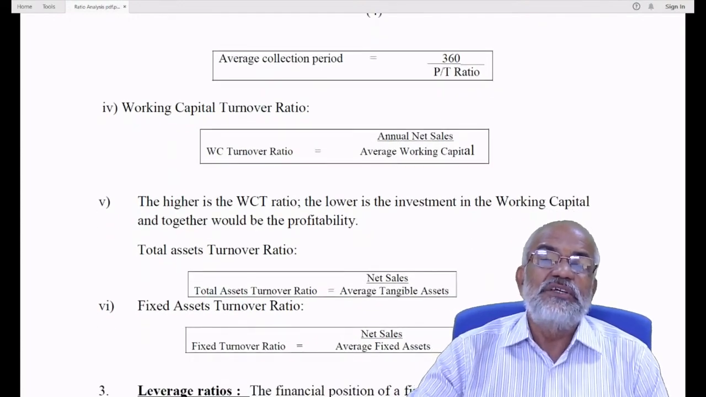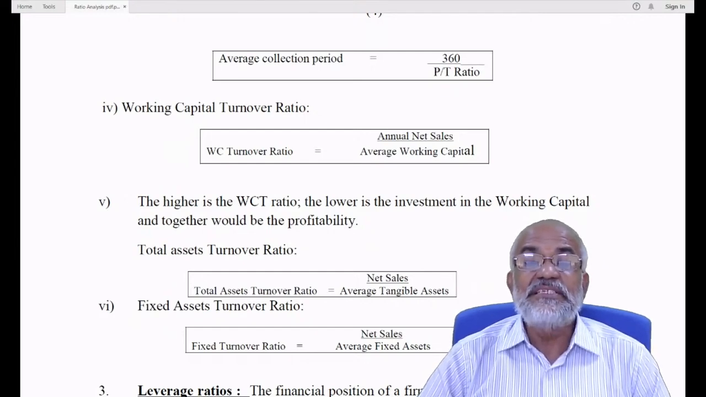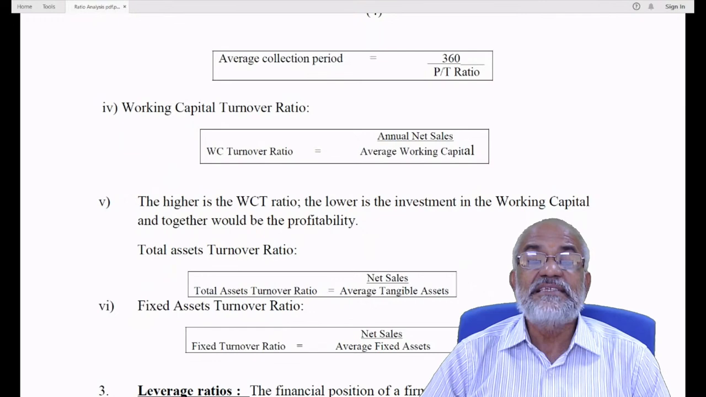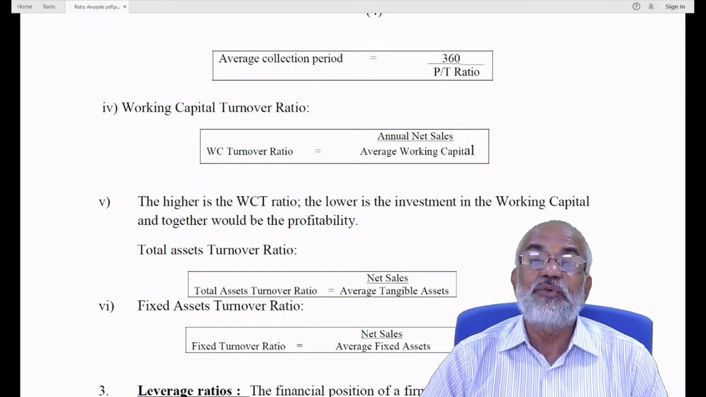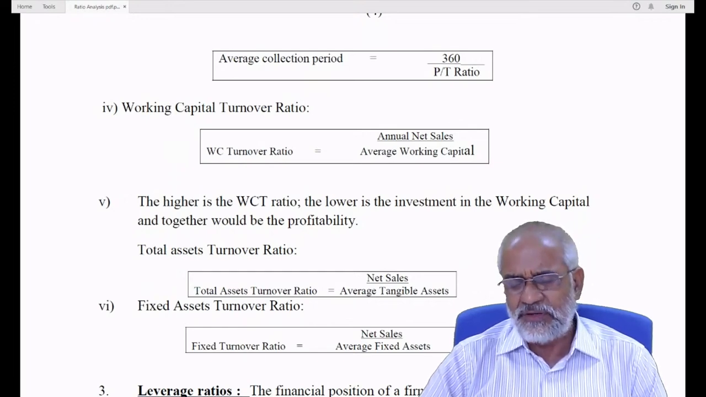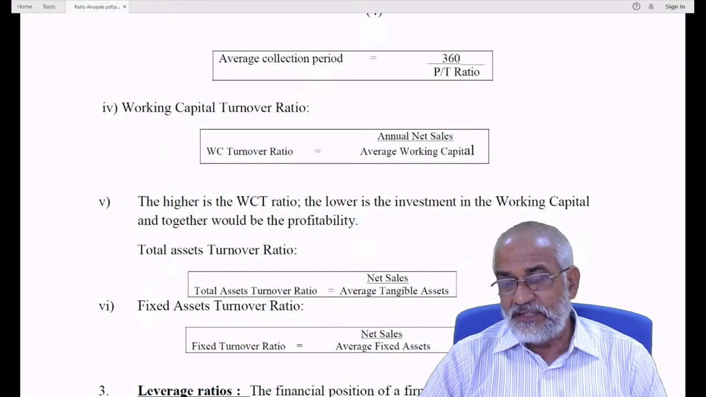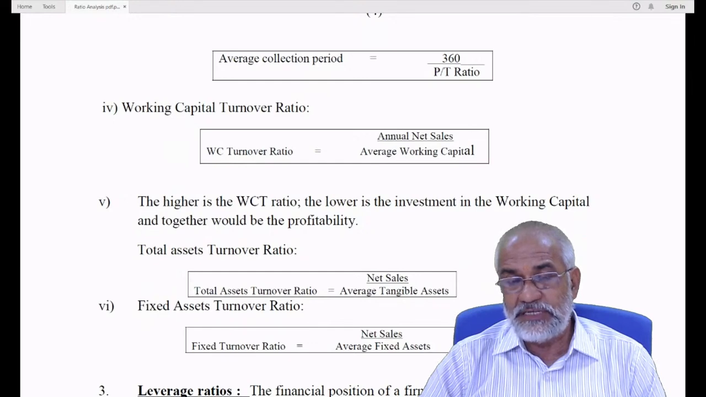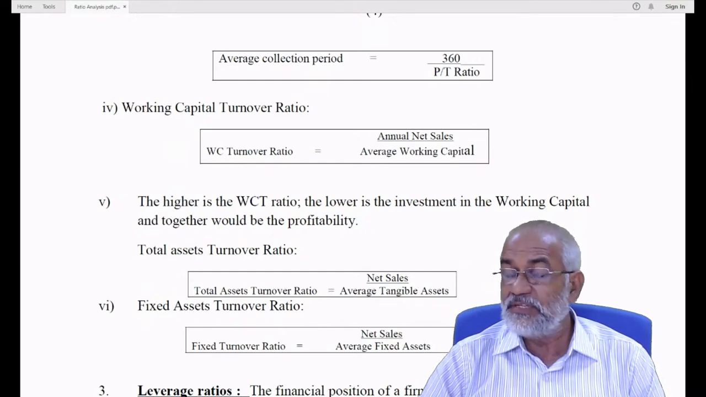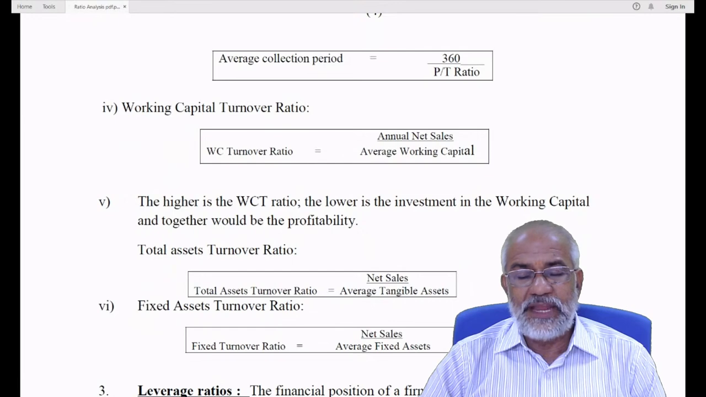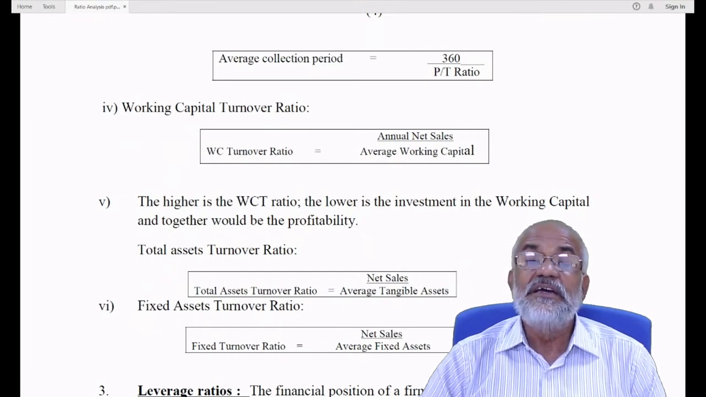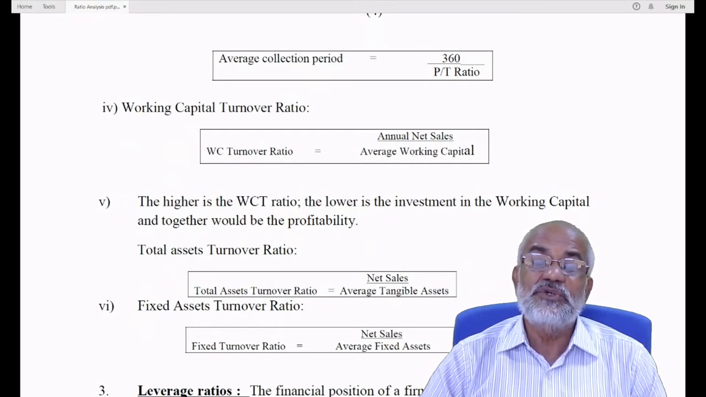The total asset turnover ratio is when the net sales is divided by the average tangible assets. It would be the total assets turnover ratio. There are different categories of assets. It may be movable, it may be immovable, it may be tangible, it may be intangible, it may be fixed, it may be current, or it may be fictitious. Here, intangible assets like goodwill, patents, copyrights, trademarks, technical know-how are not considered. Only the tangible assets are taken into consideration for determination of the assets turnover ratio.